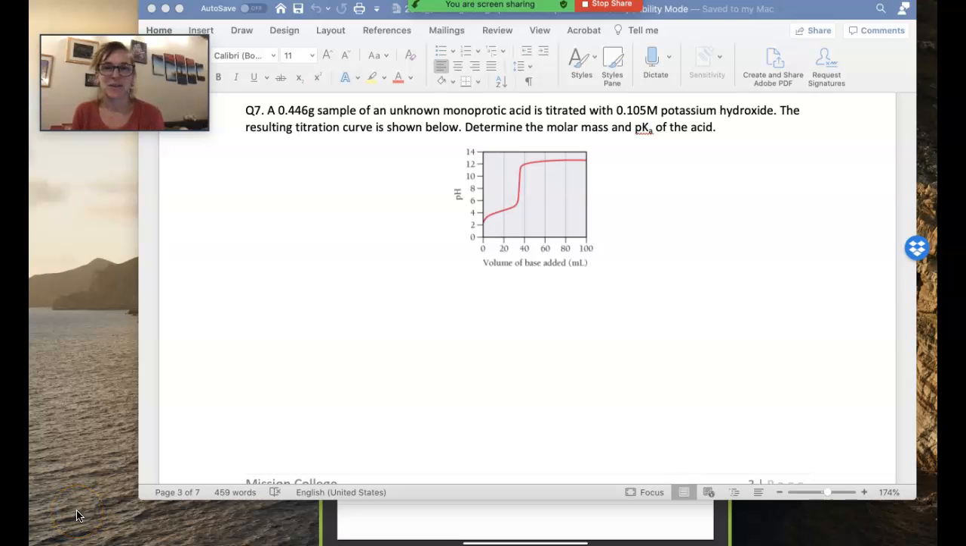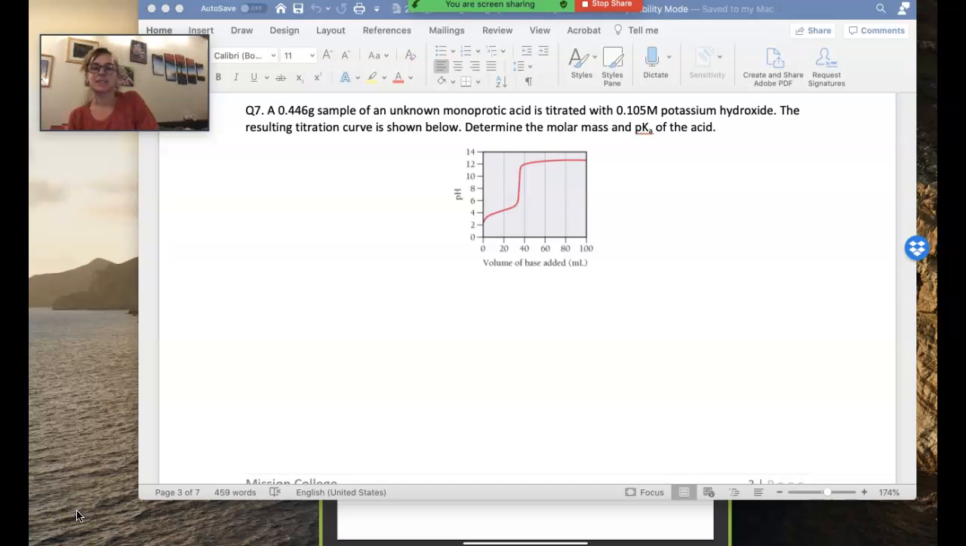Hi everybody, I wanted to work a problem from work session 17, question 7. The problem states a 0.446 gram sample of an unknown monoprotic acid is titrated with 0.105 molar potassium hydroxide. The resulting titration curve is shown below. Determine the molar mass and pKa of the acid.